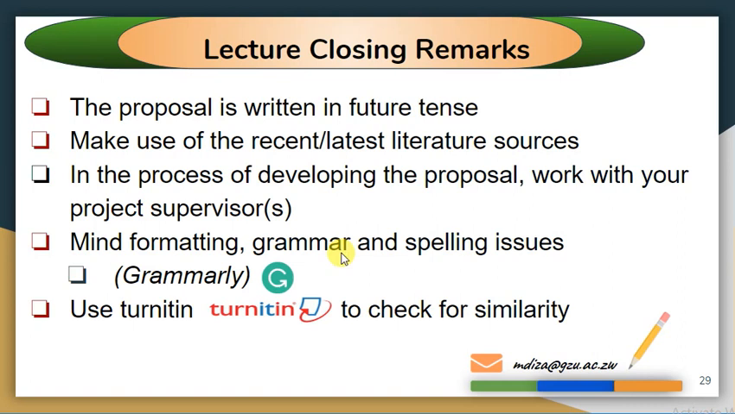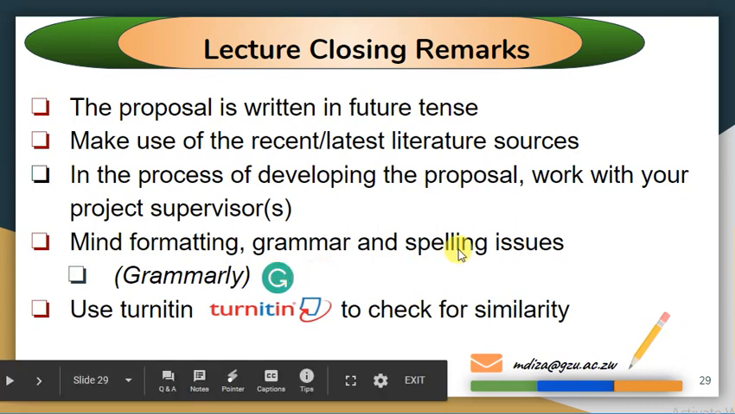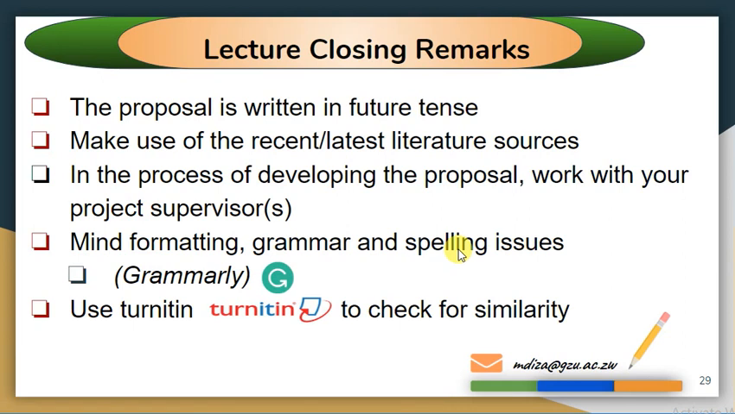You can use an application, Grammarly. Grammarly is so helpful when it comes to issues to do with grammar and spelling issues. Also use Turnitin to check for similarity, that is to check for plagiarism, so to see the percentage of plagiarism. The major reason why some proposals are turned down is because of the percentage of similarity. So make use of any other software that can give you a similarity index.